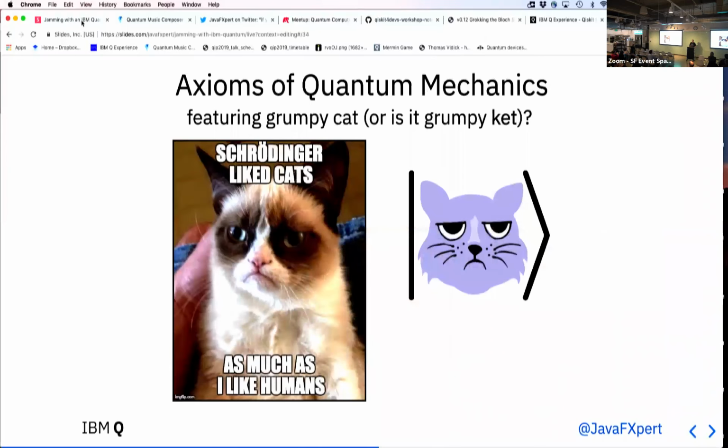All right. So now we're going to get into the axioms of quantum mechanics. We're going to get really deep into quantum mechanics. I'm going to teach you three axioms of quantum mechanics, but we're going to do it with cats, because with qubits, you know, ones and zeros, there are already lots of ones and zeros in the matrices and the state vectors and everything. So I like to use cats. I like to use Schrodinger's grumpy cat. I'm going to put the cat in a ket, and that's a grumpy cat. So that's going to represent our state zero, our qubit zero.